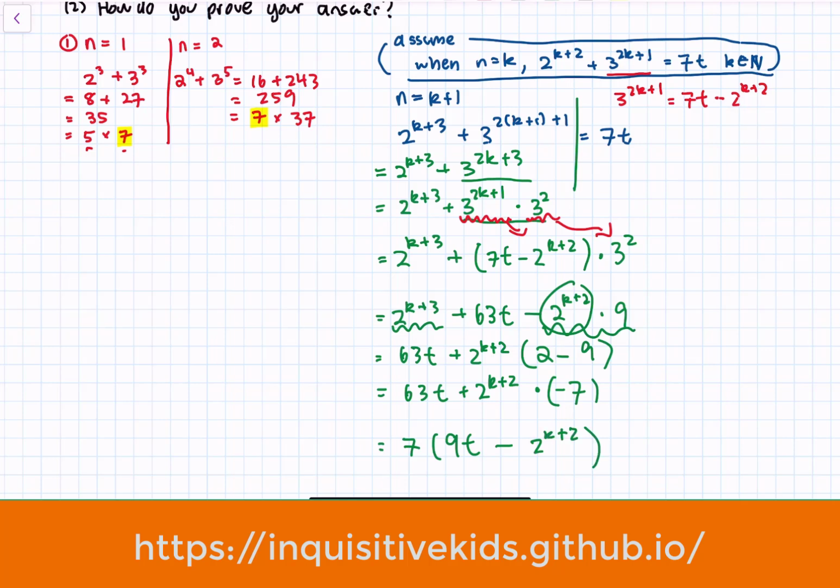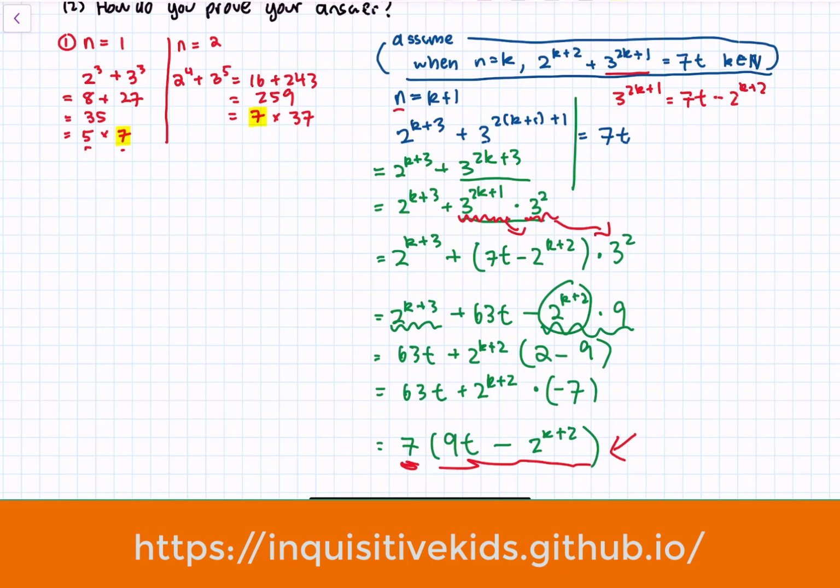So as you can see, we're left with 7 times something else, which means that this is a multiple of 7. So we have proven that when n is equal to k plus 1 and when n is equal to k, 2 to the k plus 2 power plus 3 to the 2k plus 1 power is a multiple of 7.